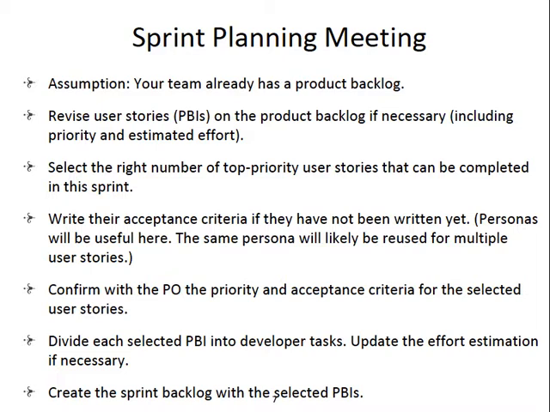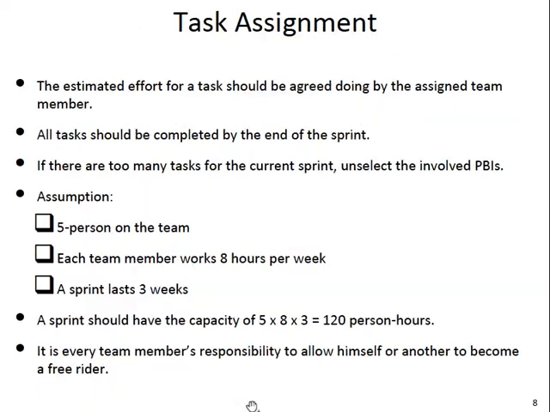Okay, and then you can select the user stories that will add up to but not exceeding 50 person days. So this is how you can select user stories or PBIs from the product backlog, the main backlog, to the current sprint backlog.